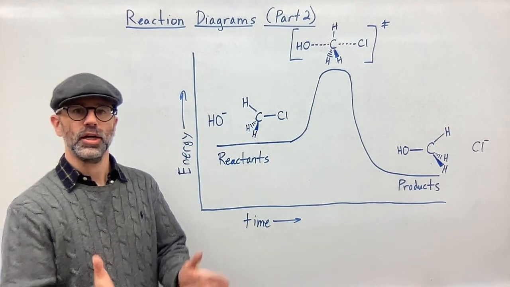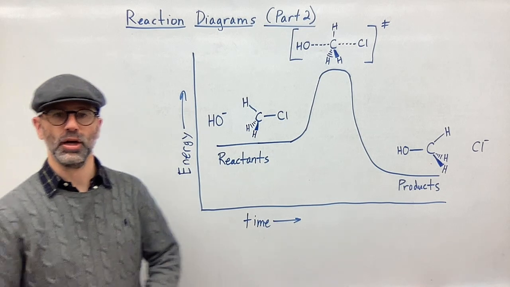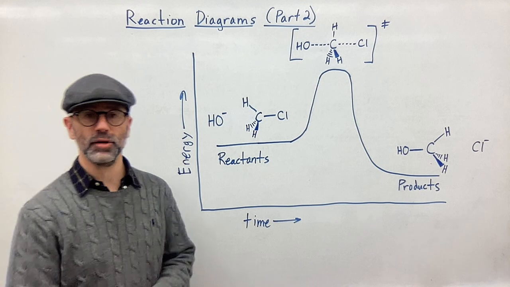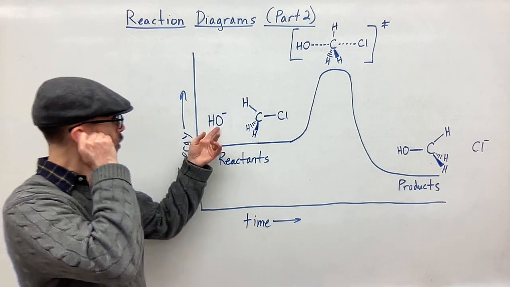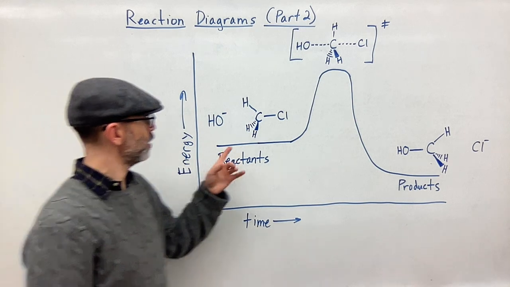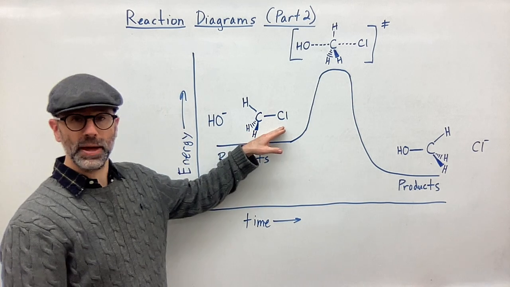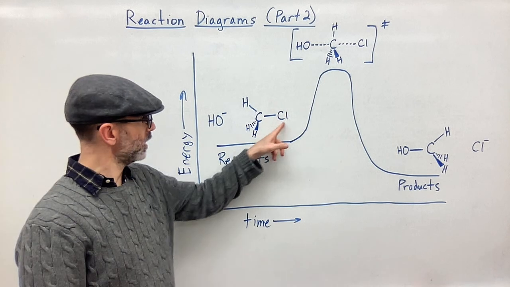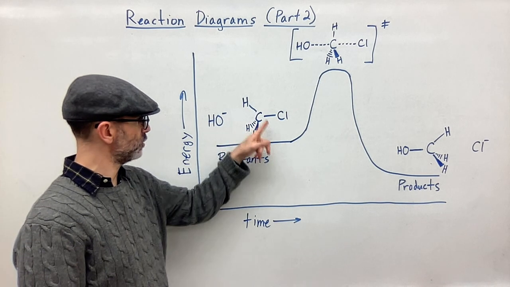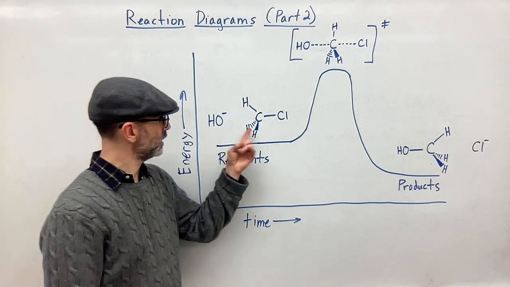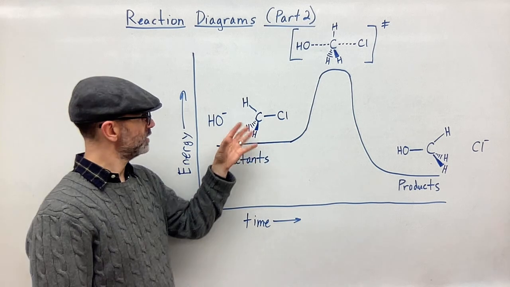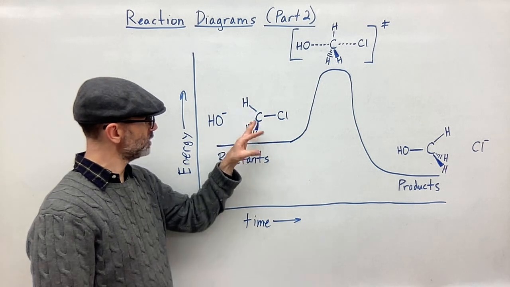Okay, here we go. So here is an example of what I am talking about. Here I have a reaction diagram of a reaction. Here I have OH minus, which is your hydroxide ion. And here I have what is called chloromethane. I have a chlorine atom bonded to a carbon with three hydrogens also bonded to this carbon. This is referred to as a tetrahedral structure. It looks like a tetrahedron. It's got four sides.